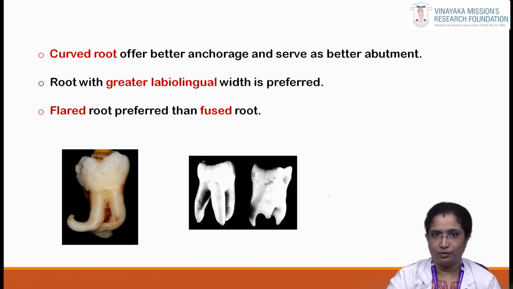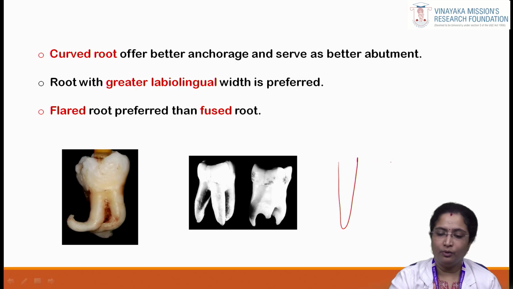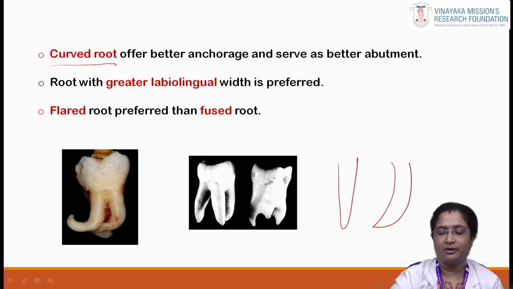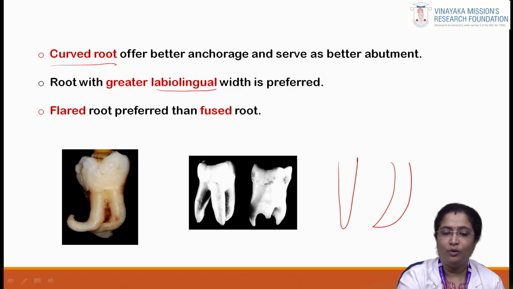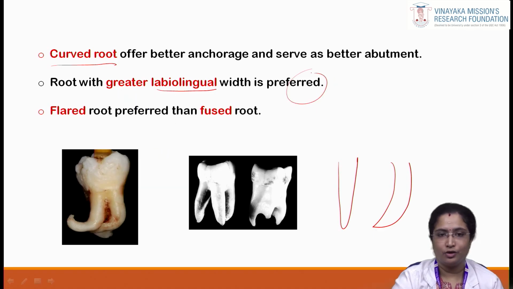Next is the curvature of the root. Compared to a straight root, a curved root will take up more force, and the force distribution is going to be more because the surface area is going to be more in that area. So a curved root is preferred over a long straight root. And one more thing to be considered is that if the labiolingual width is greater in the root area, the abutment is going to take up more forces without harming the abutment tooth itself.